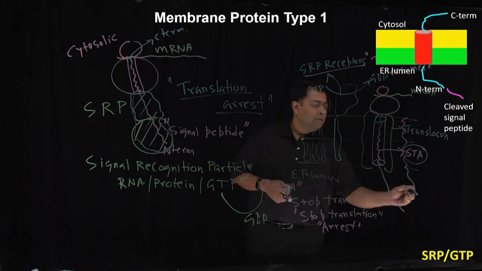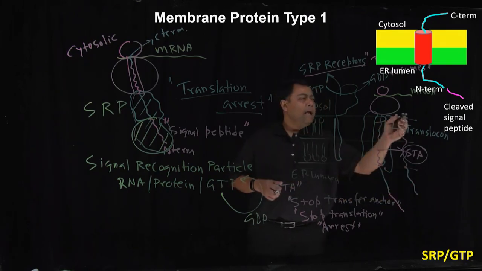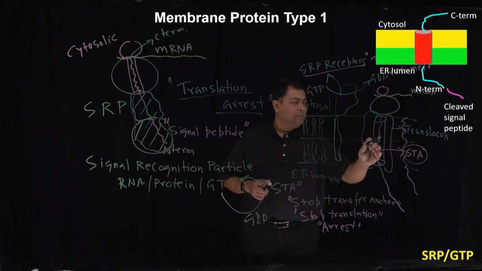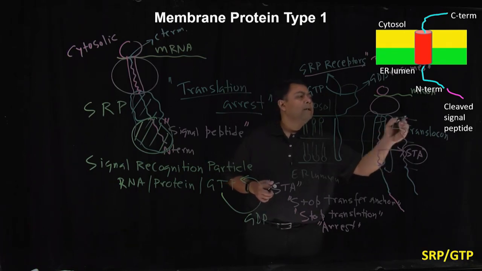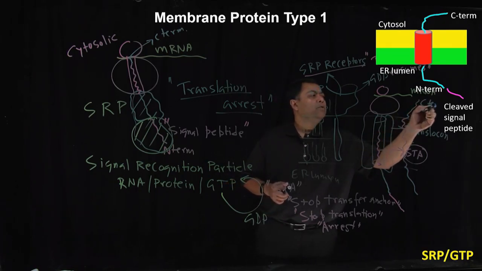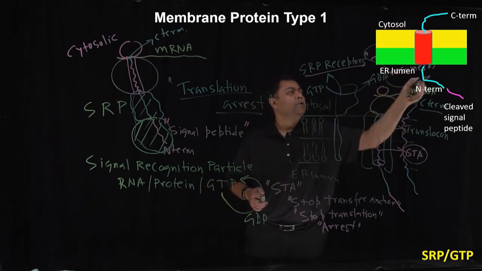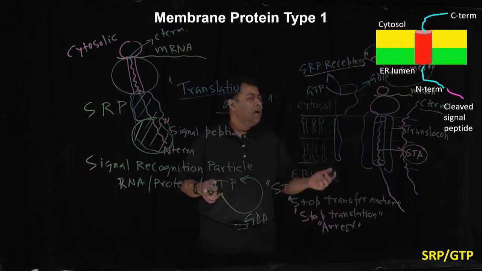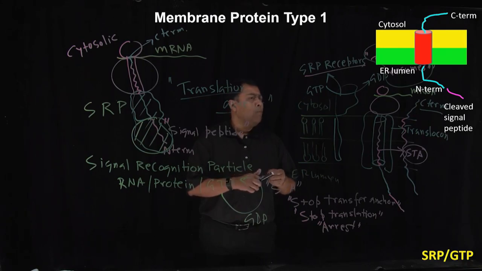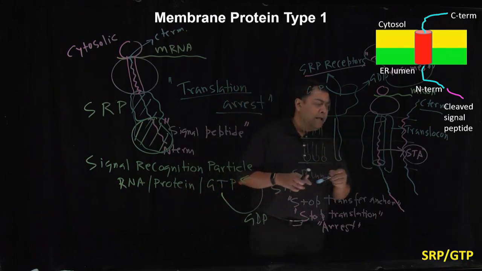And you have the sequence right here. And as soon as it moves out, the stop transfer anchor signal sequence into the membrane, the rest of the C-terminal is going to be synthesized because translation will again resume. So that is how the membrane protein type 1 is synthesized. But it's not done yet.